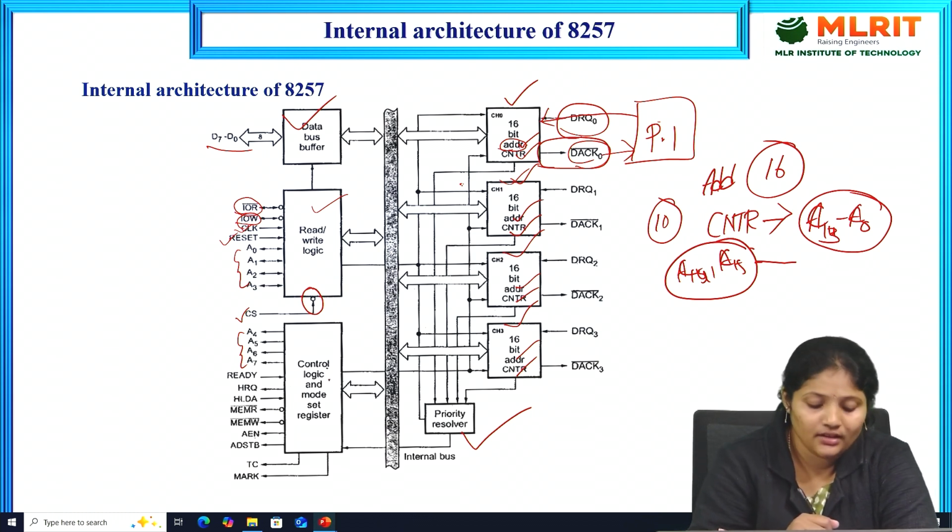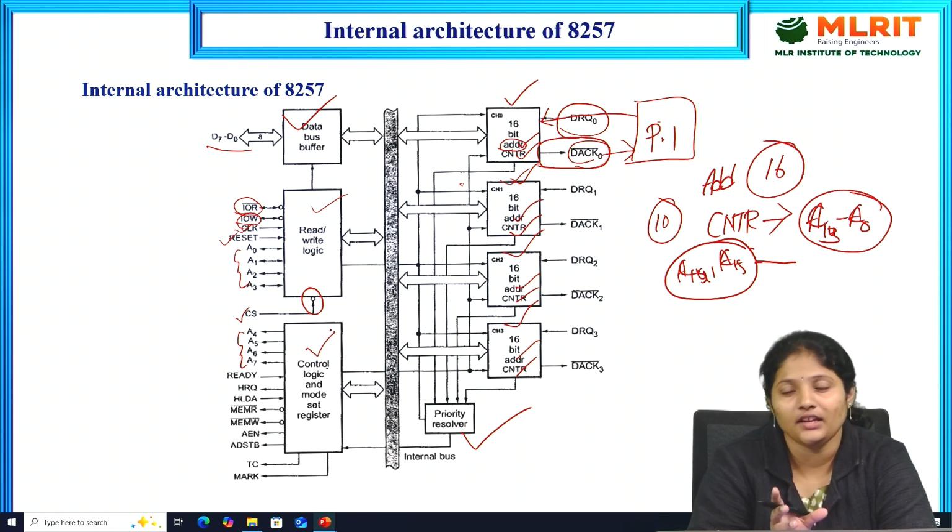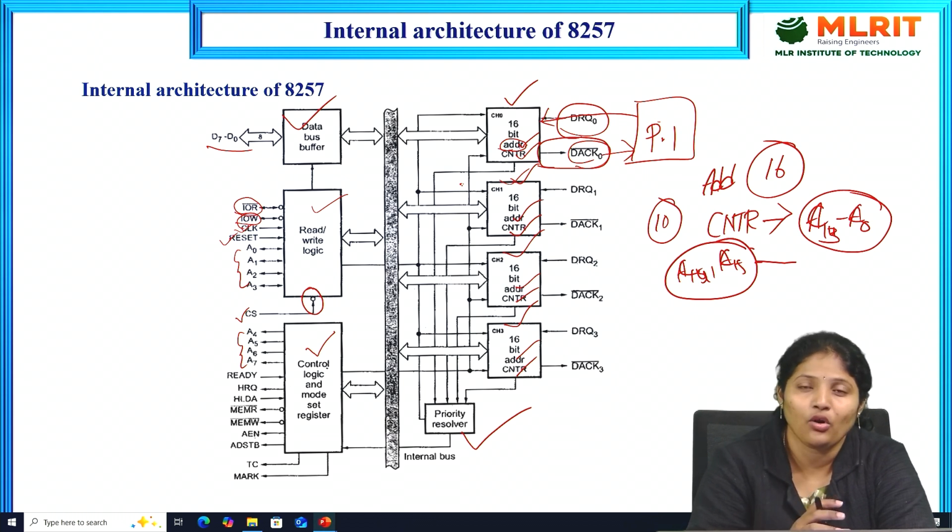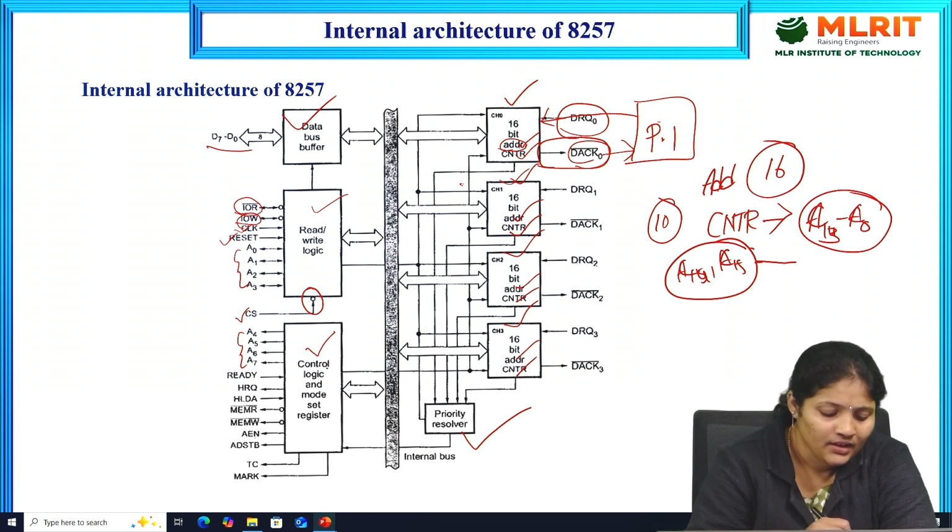Another one is the control logic and mode set register, in which we see which channel is performing the operation, which address location has been fetched by the DMA controller, and which operation is being done. Whether a memory read or a memory write operation is done, everything will be controlled by this one.